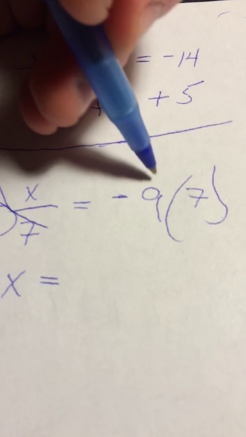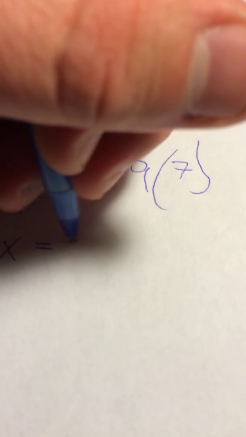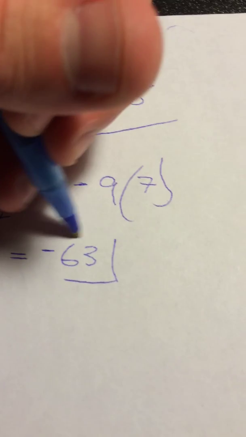Well, if we multiplied by 7 on the left side, we must do it on the right. And negative 9 times 7 is negative 63.